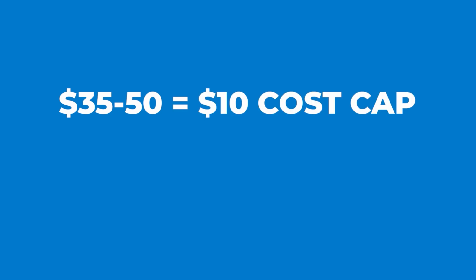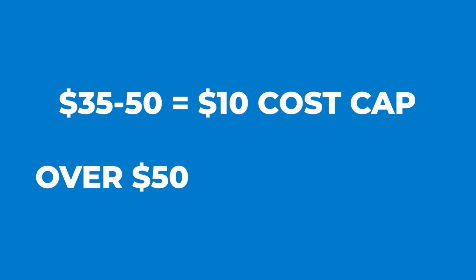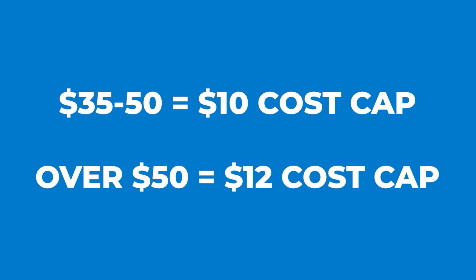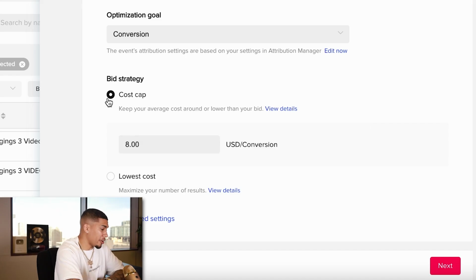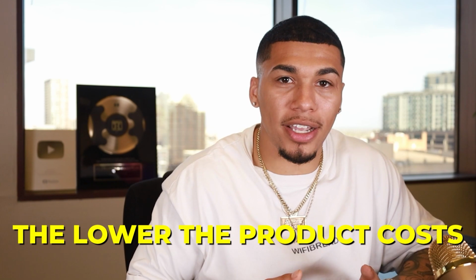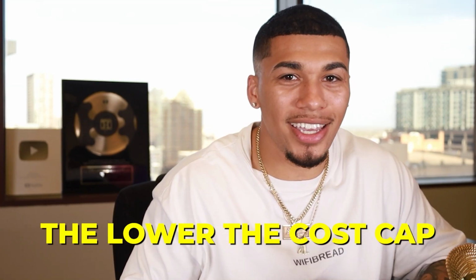If you are selling something that is in the range of $35 to $50, I do lean more towards a $10 cost cap. And if you're selling a product that is much higher than that, then you're going to want to go ahead and increase your cost cap to around $12 to allow you to get even more conversions at a cheaper cost. And after setting your cost cap, there's nothing really else to change. Just click on next, and then click on submit, and you are ready to get going. Basically, the lower the product costs, the lower the cost cap can be, and vice versa for more expensive products.